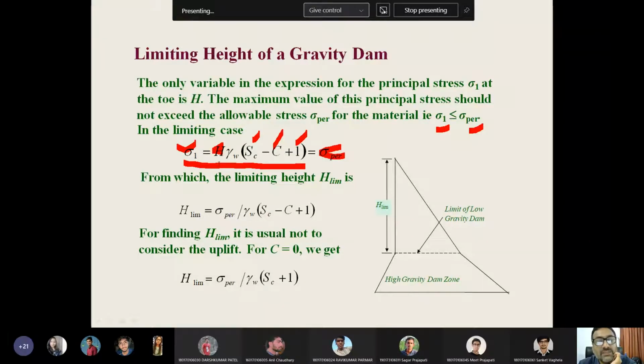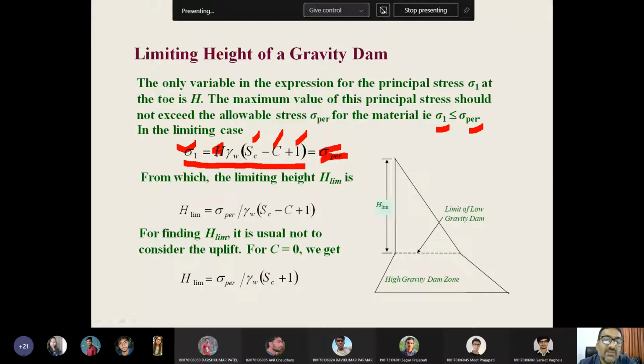So if we are using this equation for H, the unit weight (Sc minus C) is equal to sigma permissible. Now if we use this sigma permissible, then H will become H limiting height, because it should not go beyond that. We are using the maximum. It should be less than or equal. If we are using the equal sign, then it is the limiting height. Are you getting? So this equation represents H limiting height.